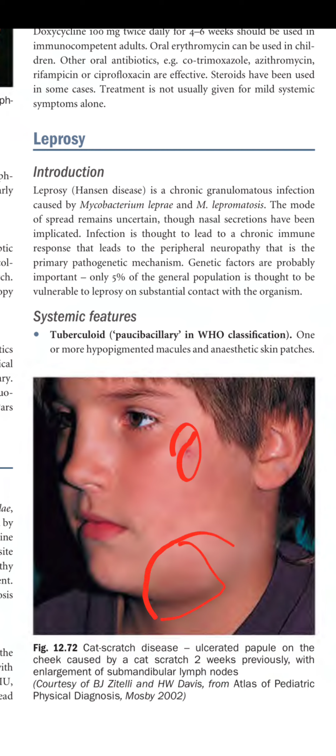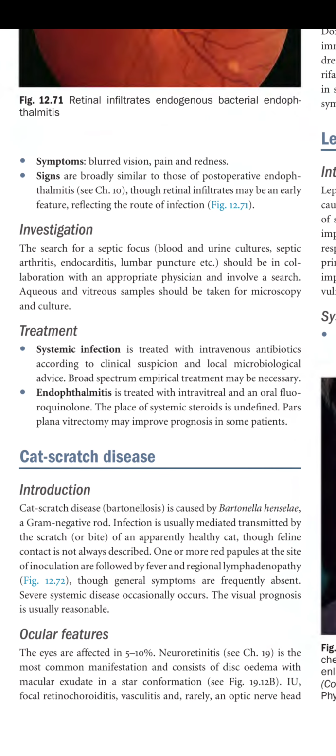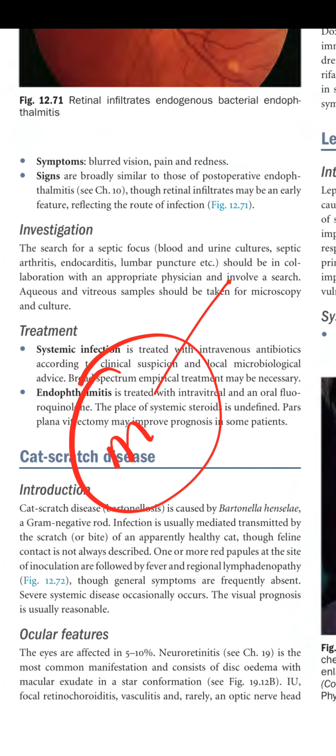Ocular features: the eyes are affected in 5 to 10%. Neuroretinitis is the most common manifestation and consists of disc edema with macular exudate in a star configuration. So neuroretinitis basically involves the neuronal component and the retina as well. So there is going to be a macular star configuration and disc edema.